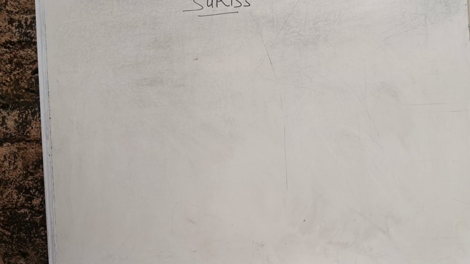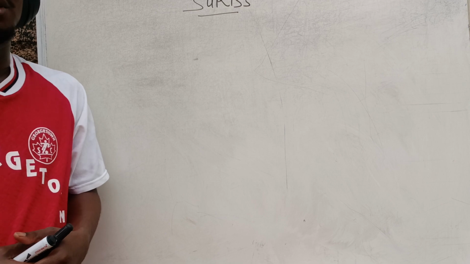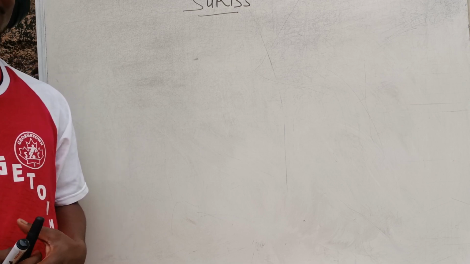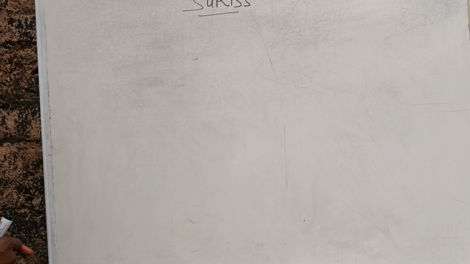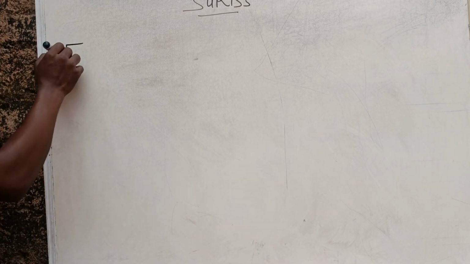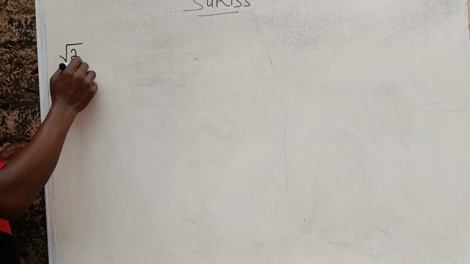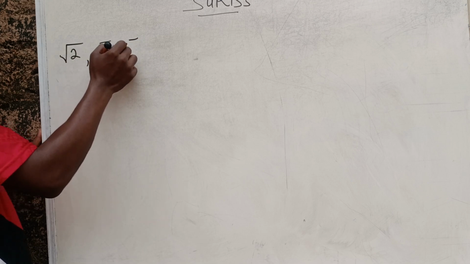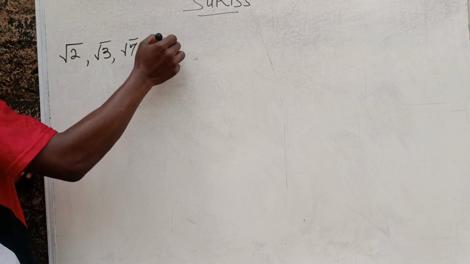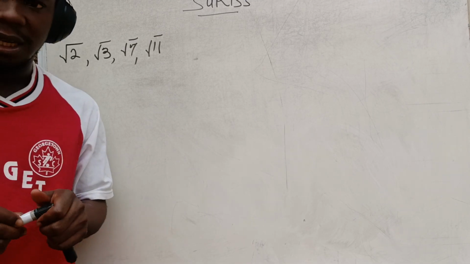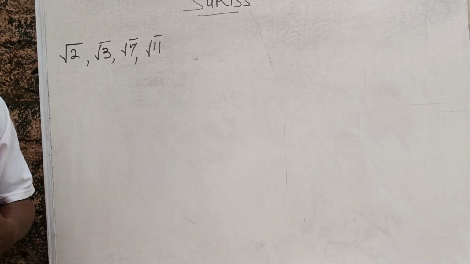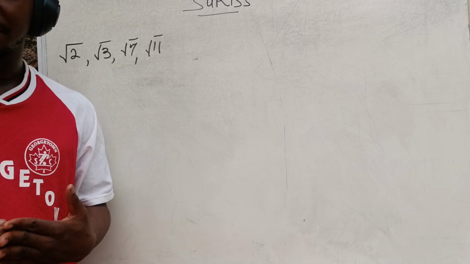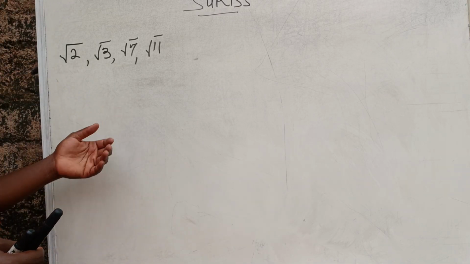Surds are irrational numbers without true values. When I say without true values, I mean whose values are decimal in nature. For example, we have root 2, root 3, root 7, root 11, and so on. All these are good examples of surds. Other examples include your pi and your Euler constant.